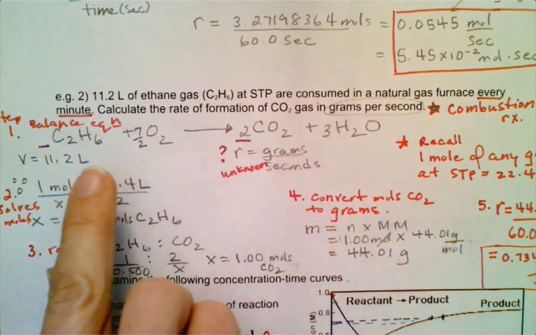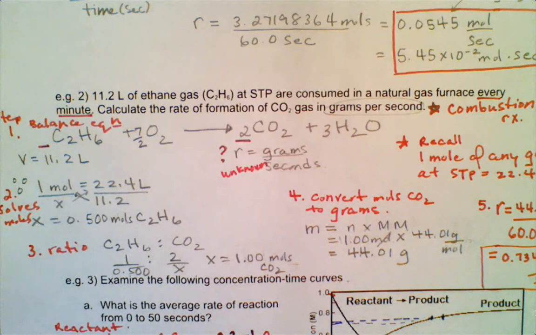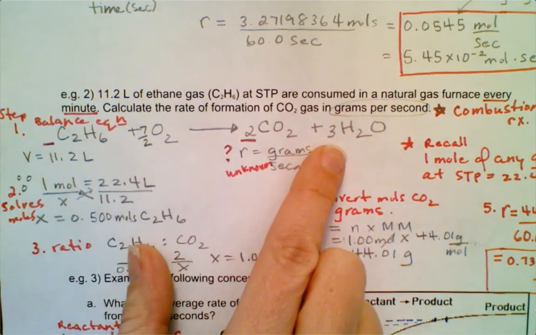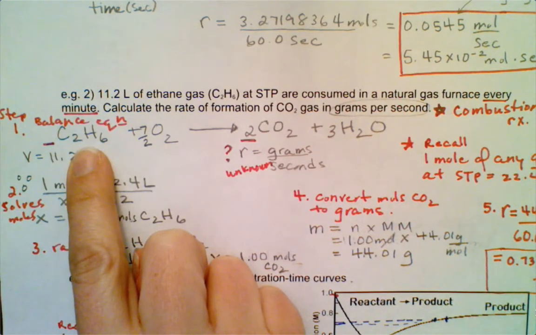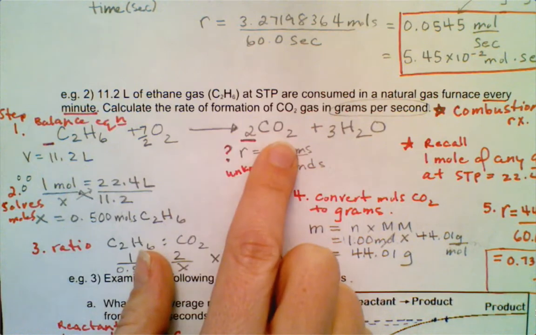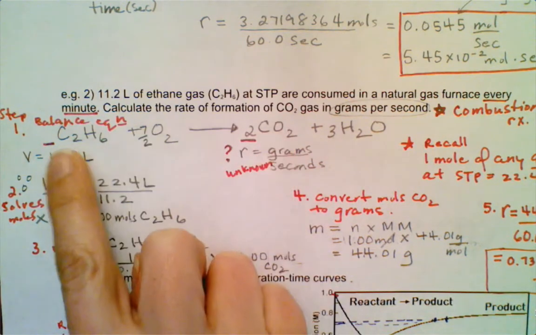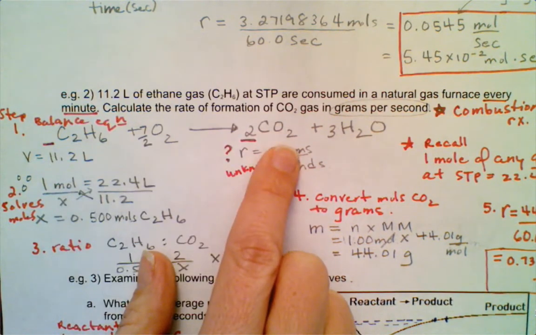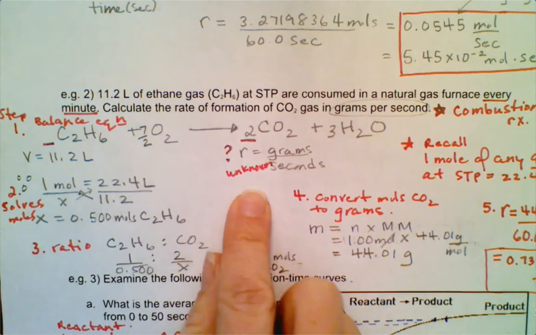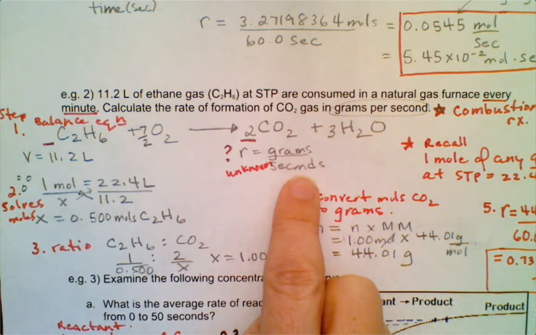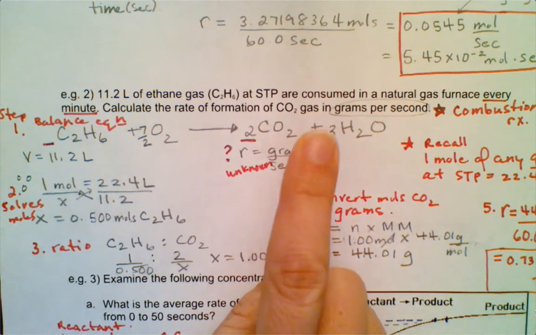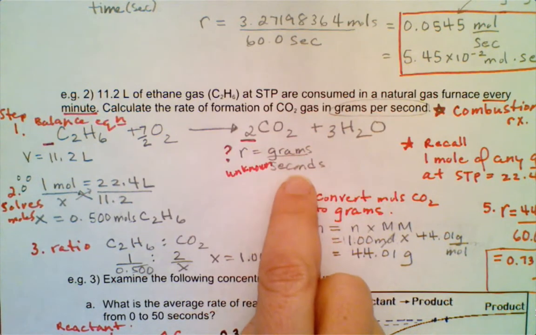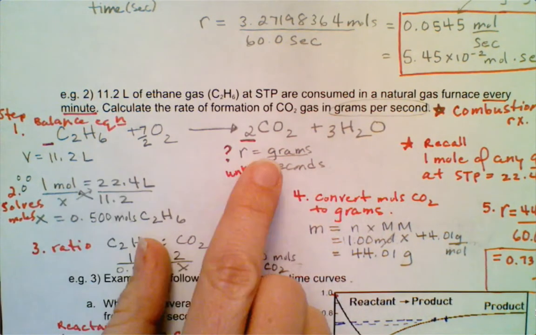So at this point in time, what you want to do is write out a balanced equation, and I want to know for every 1 mole of ethane gas, how many moles of carbon dioxide do I have? So I notice that this is a 1-to-2 ratio. What they're asking me to find is how many grams per second of carbon dioxide am I making? So instead of in the above equation where it was moles per second, they want it in grams per second. So step 1, balanced equation.